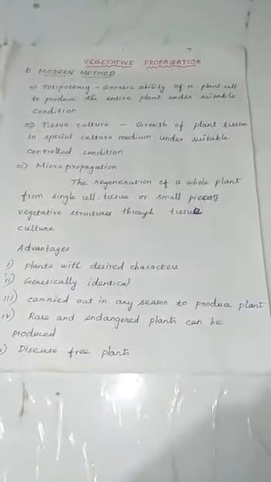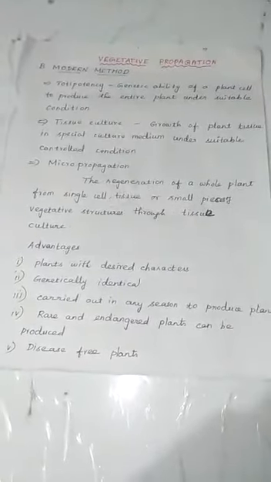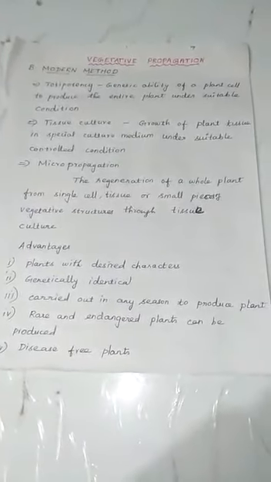Now we are going to see about the modern method. In that, the first important point is totipotency. What is totipotency? The genetic ability of a plant cell to produce the entire plant under suitable condition. This is very peculiar to plants only.